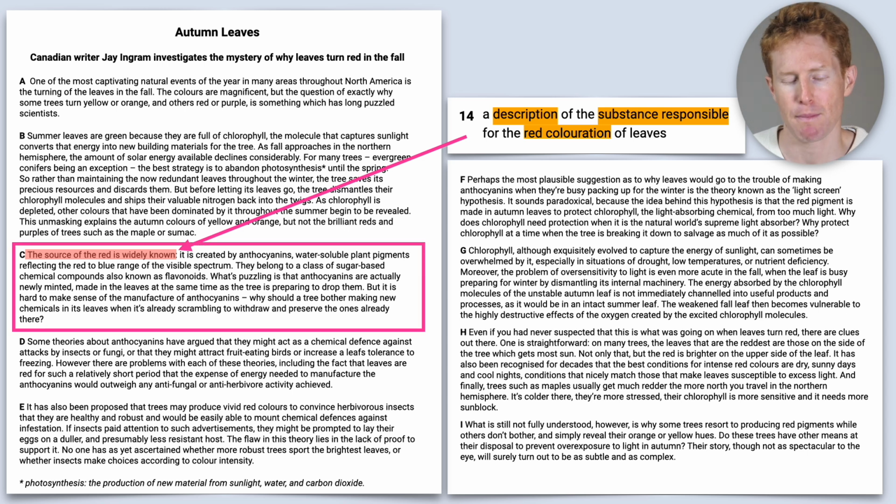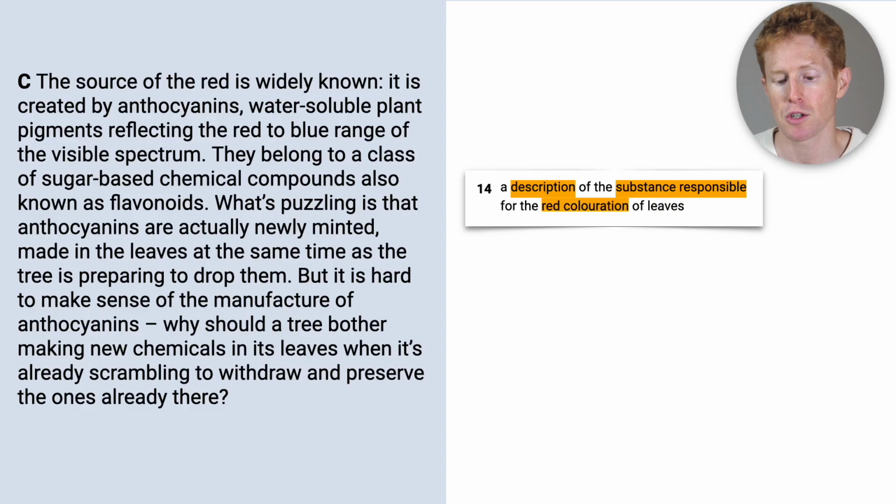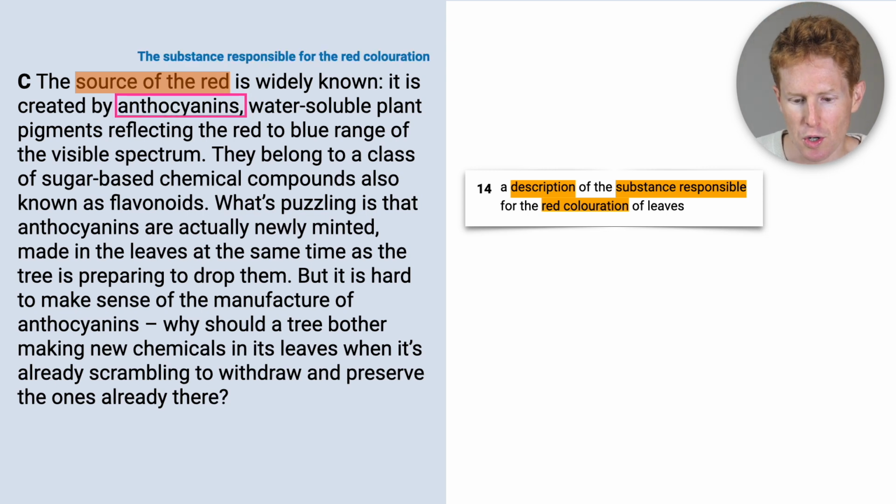So I'm going to read this paragraph in more detail to see if this could be the paragraph containing the answer. The source of the red. Okay, so pause the video and choose, is the answer for 14 paragraph C, yes or no? Okay, I think it is. It says the source of the red is widely known. It is created by, and this is a difficult word to say, anthocyanins. So this is the substance responsible for the red coloration.